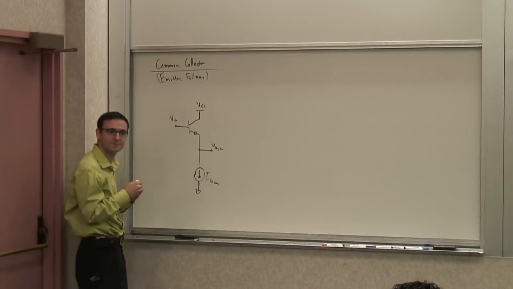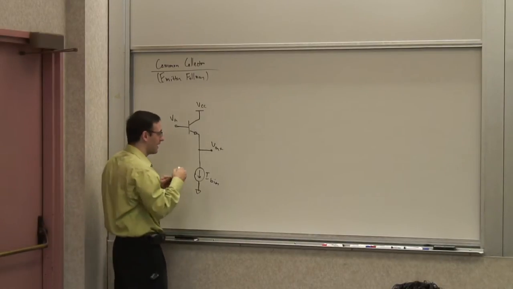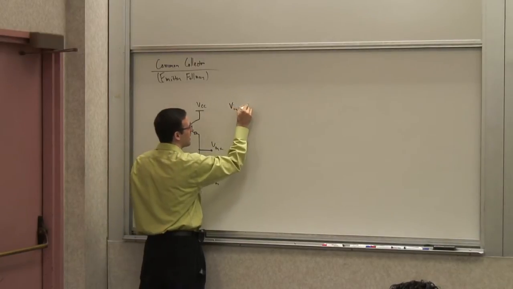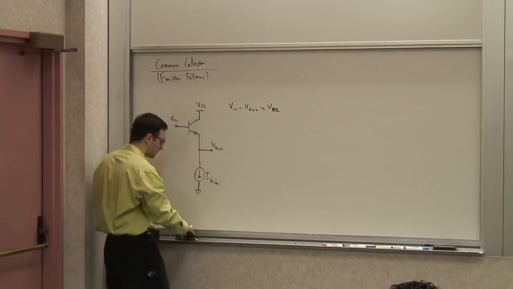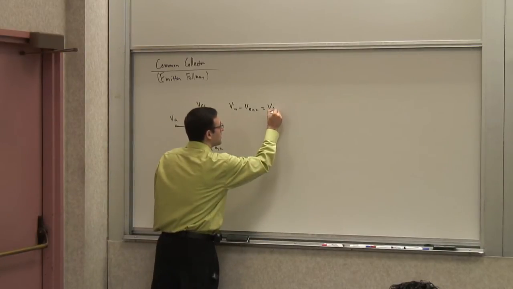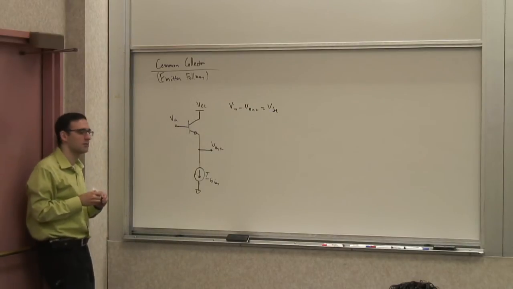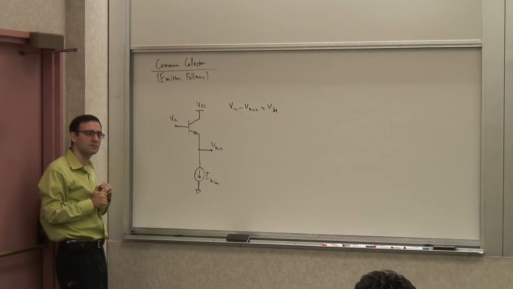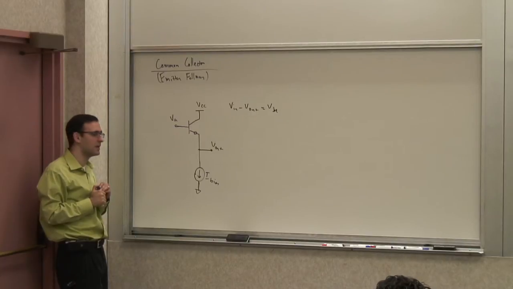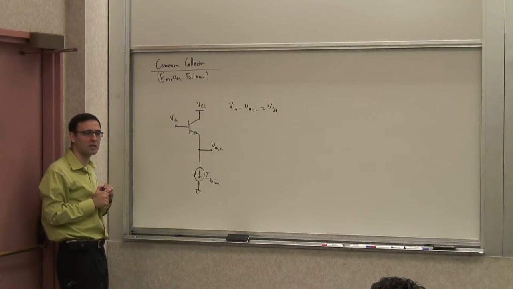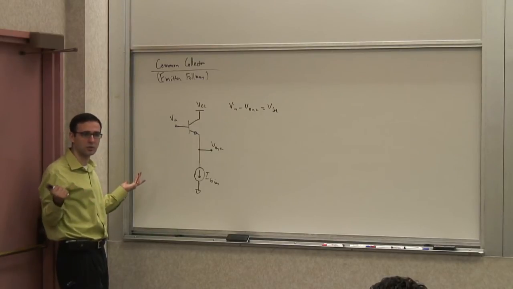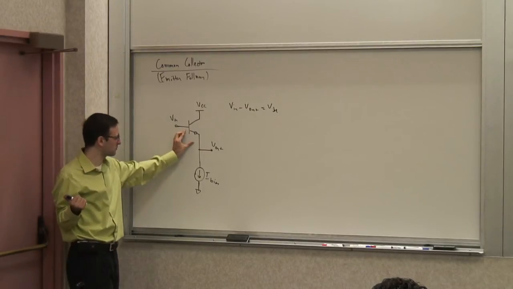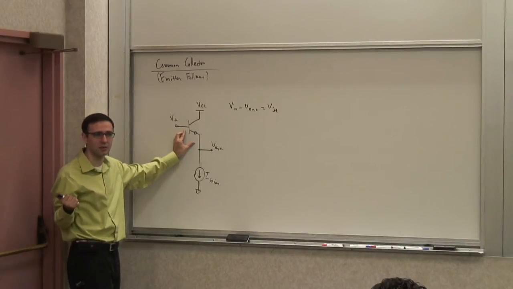Any thoughts? They're different by a base-emitter drop. Exactly. So VIN minus VOUT is always VBE. Now, does VBE change the way I've shown it? No, because VBE is determined to first order by the collector current, and the collector current is fixed. So for most practical purposes, this is a constant voltage.